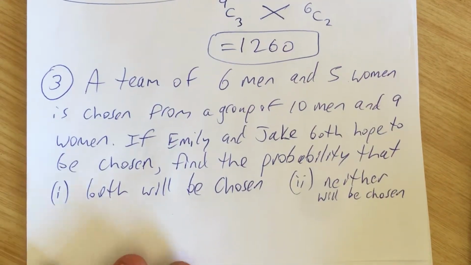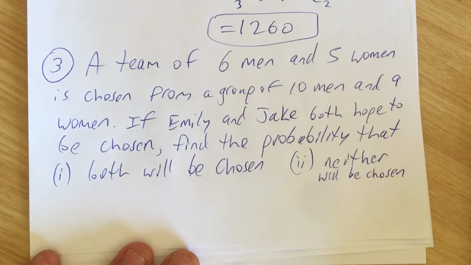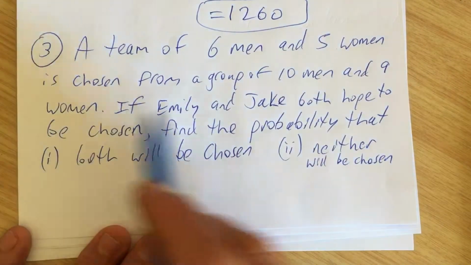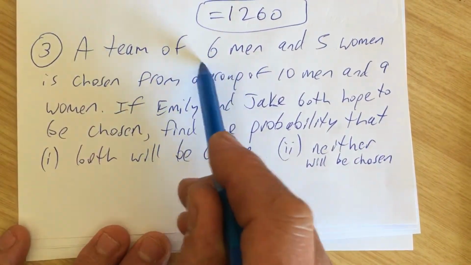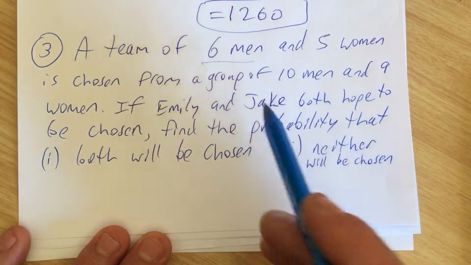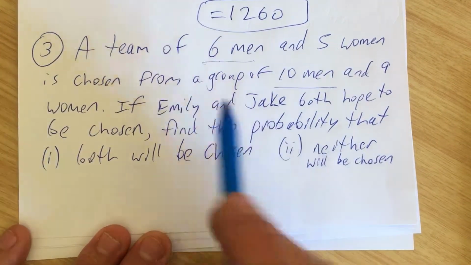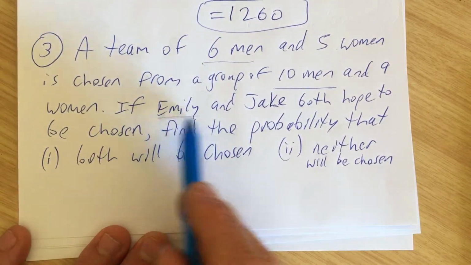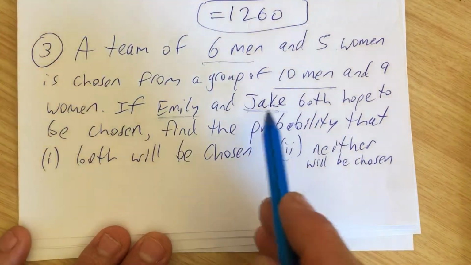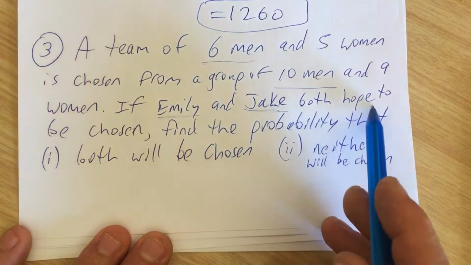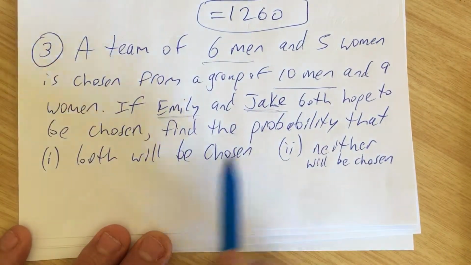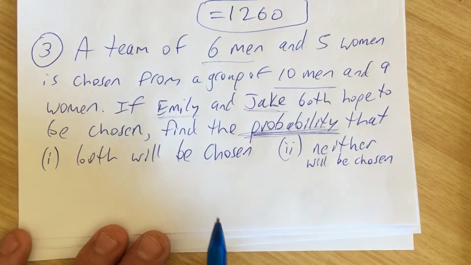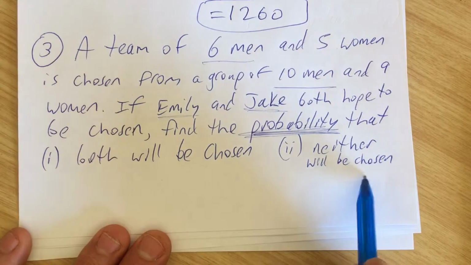All right, now let's do this one. I picked Emily and Jake as random names to use in this question. You want to pick a team of 6 men and 5 women from 10 men and 9 women. So now let's talk about 2 particular people, Emily, one of the women, and Jake, one of the men. And they hope to be chosen in this team. So what's the probability? Suddenly we're going to have a fraction as an answer, or a decimal or percentage, that both will be chosen or neither will be chosen.